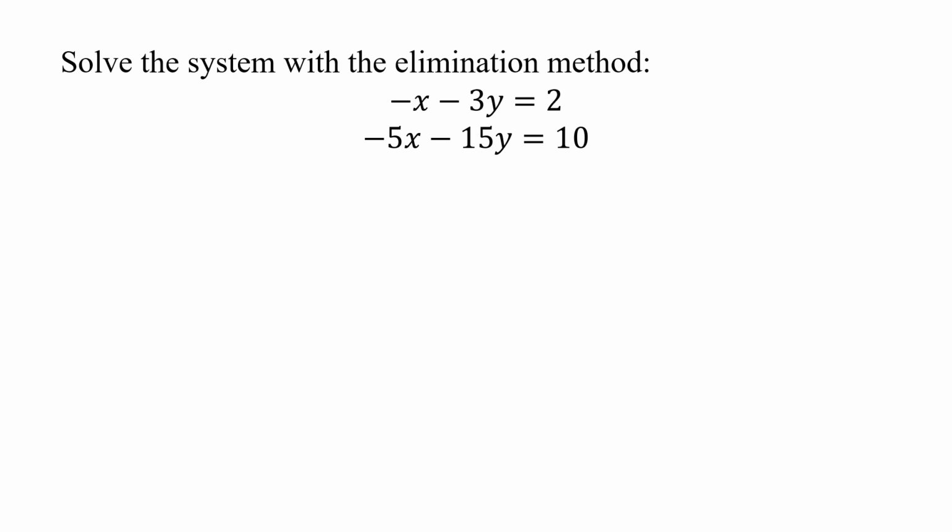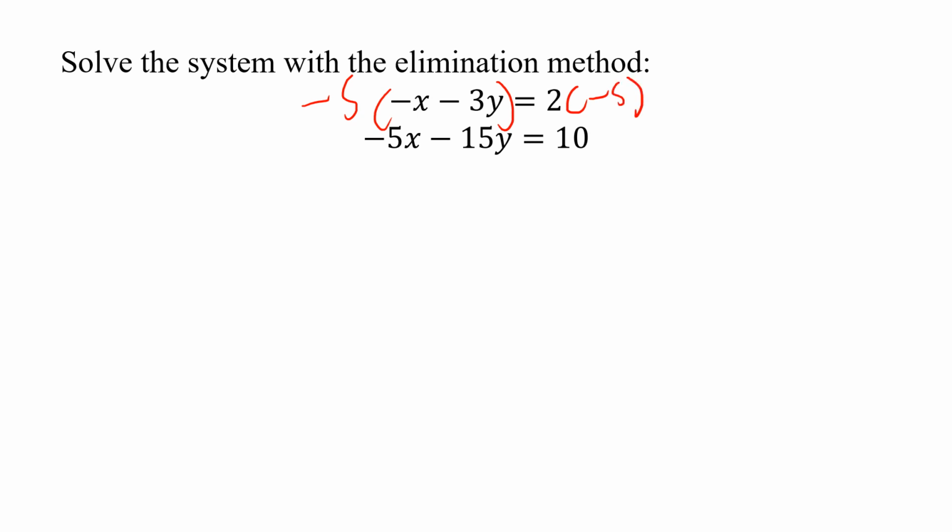Right, let's do yet another example. So in this one, we still don't have any opposites, so we're going to need to make them. So we have negative x and negative 5x. We have negative 3y and negative 15y. Well, I notice this negative 1x here. If we multiply that by 5, we would get negative 5x. This negative 3y here, if we multiply that by 5, we get negative 15y. So if we want to make opposites, what we have to do is multiply by negative 5 on both sides.